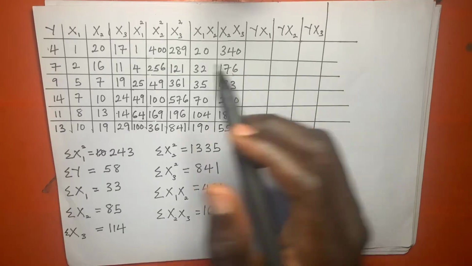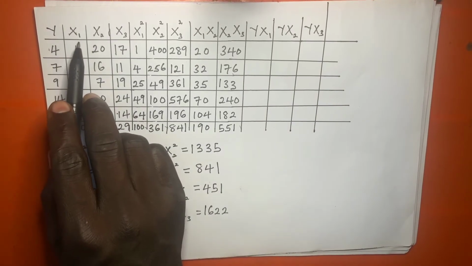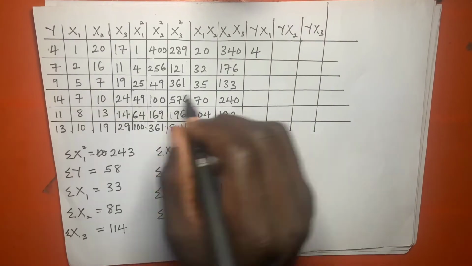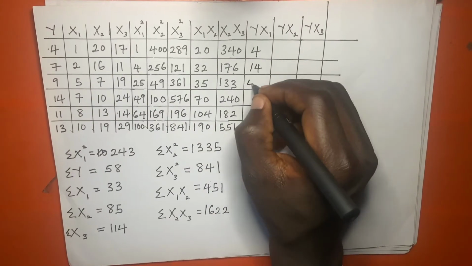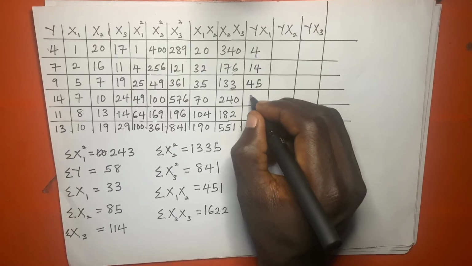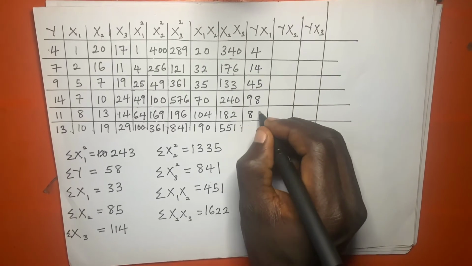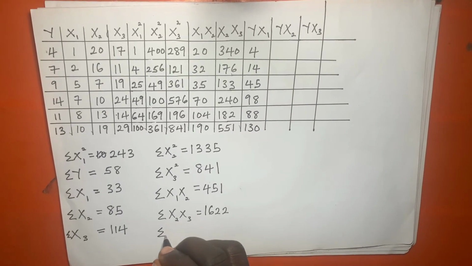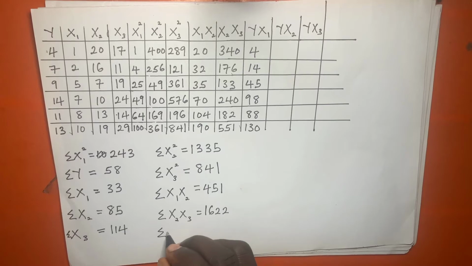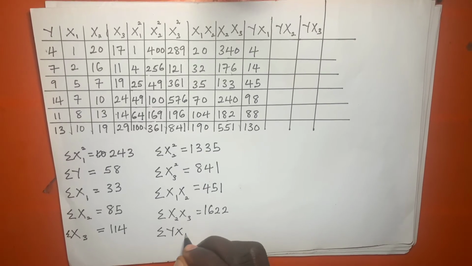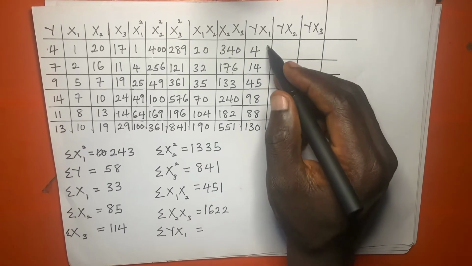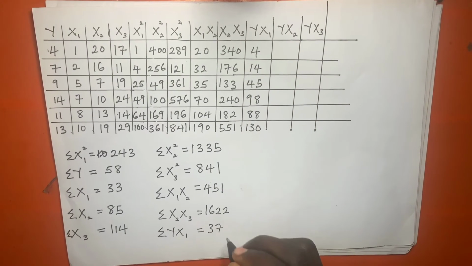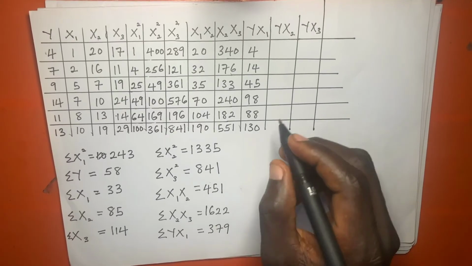Now we want to deal with yx1, that is column of y multiplied by column of x1 respectively. 4 times 1 will give us 4. 7 times 2, 14, and the rest 45, 98, 88, 130. So summation yx1, if you add up all of this together, we're going to have 379.